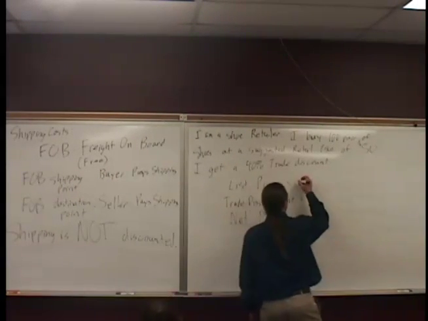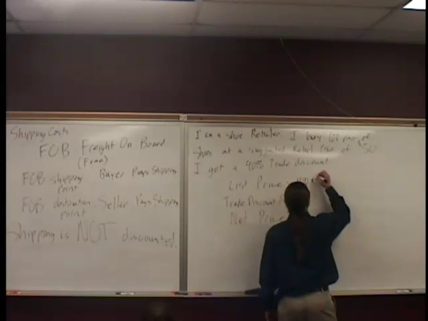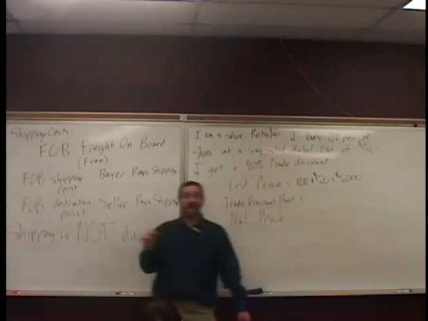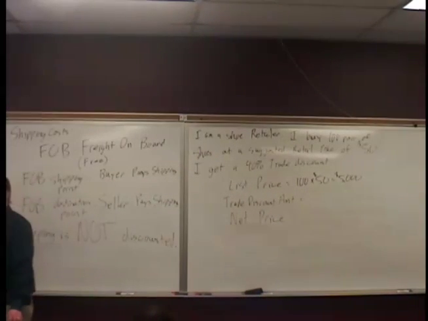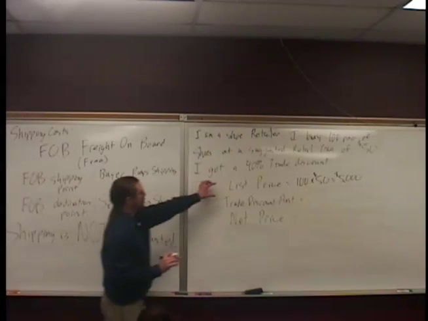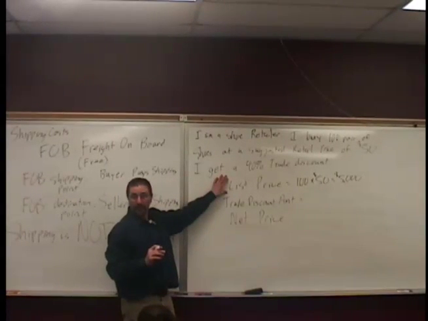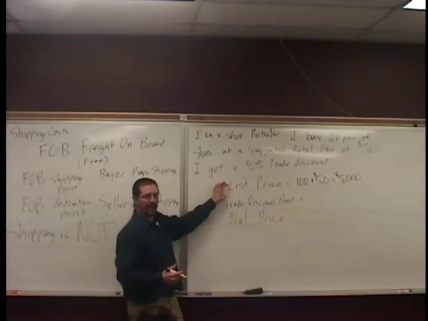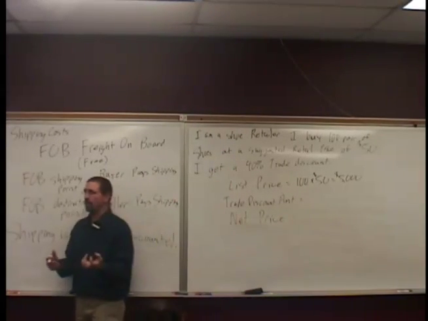$5,000, right? I bought 100 pairs of shoes at $50 a pop. I'm going to have to, in theory, pay $5,000 for these shoes. Again, remember that the list price is your revenue, right? When you sell all 100 pairs of these shoes at $50 a pair, you will have $5,000 in your till.